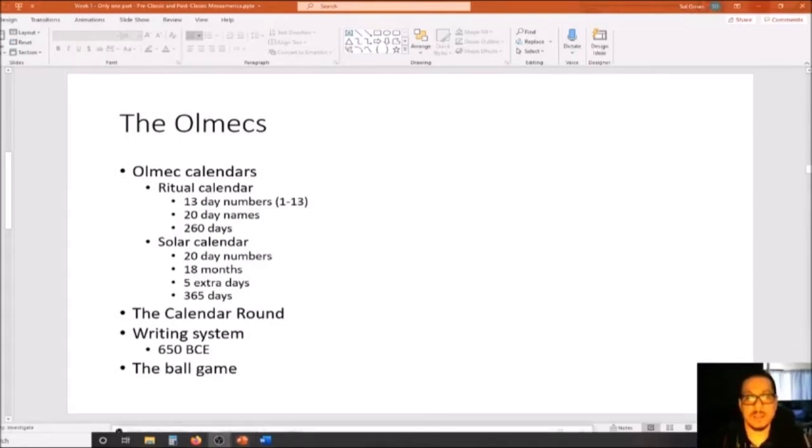And so the solar calendar doesn't have day names like the ritual calendar, but it does have months. Okay, it has 18 months. The characteristics of each day is it would have a day number and the name of the month. One of the month's names is Pop, P-O-P. Say you were on the first day of the month of Pop, it would be 1 Pop. That would be the name of that day. So it would be the day number and the name of that month, 18 months.